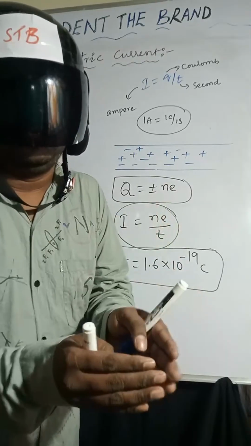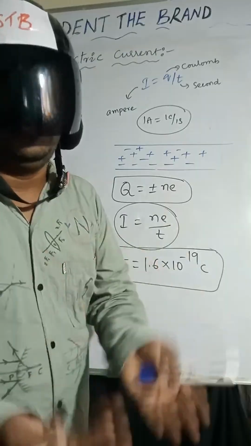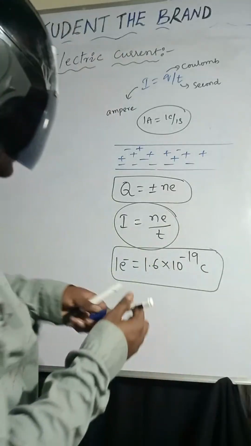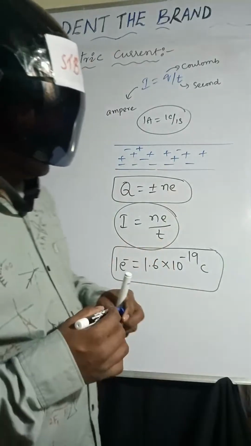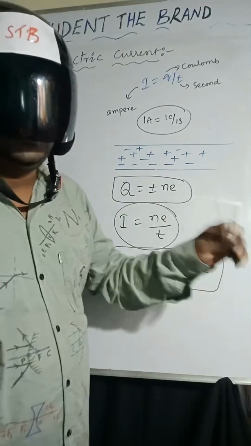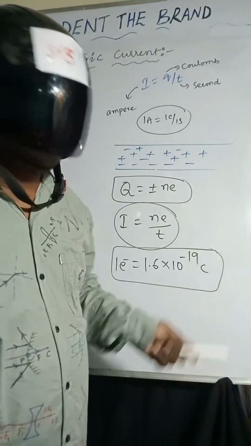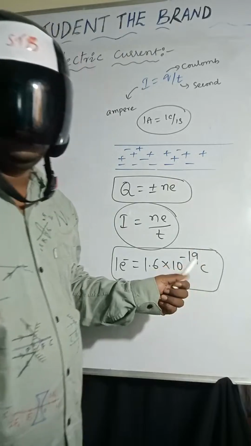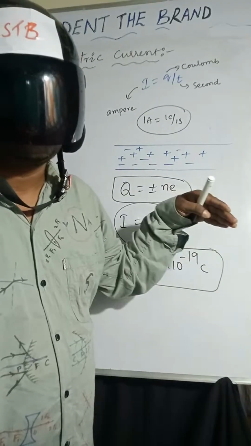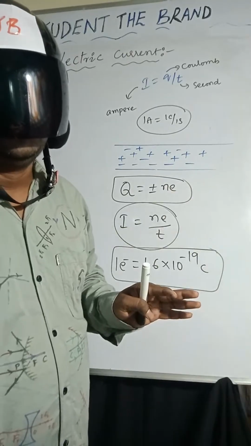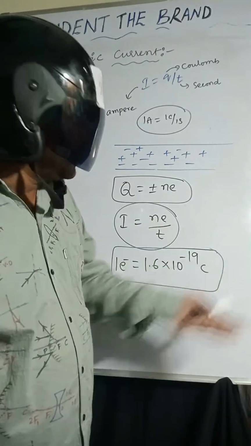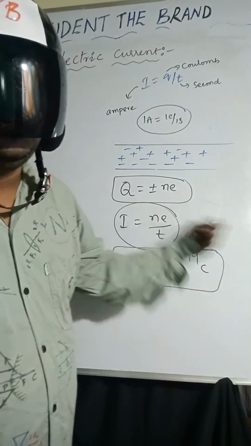In 1 coulomb, how many electrons are present? We will discuss now. This is a very important question. They will ask one question in the board exam: on one electron, how much charge is present? Next, in 1 coulomb, how many electrons are present?